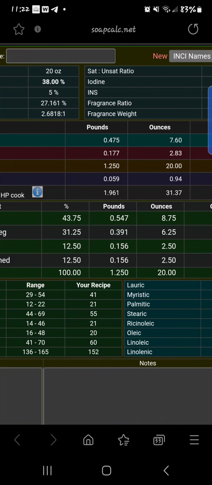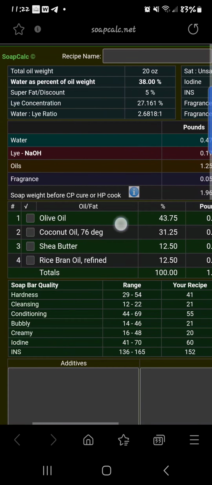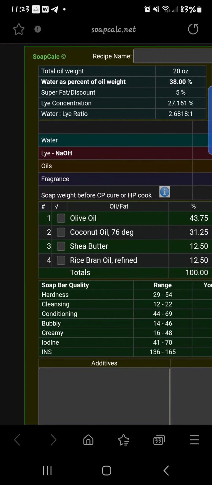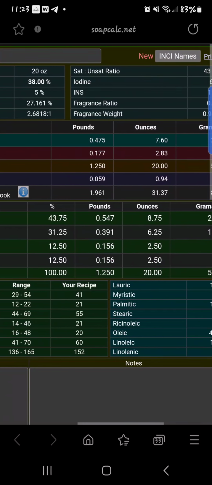So basically it tells us that our total soap before cure will be 31.37 ounces. So basically that's the oil, the water, the lye, and the fragrance combined will total up to be 31.37 ounces. So that will be the liquid part of our recipe.